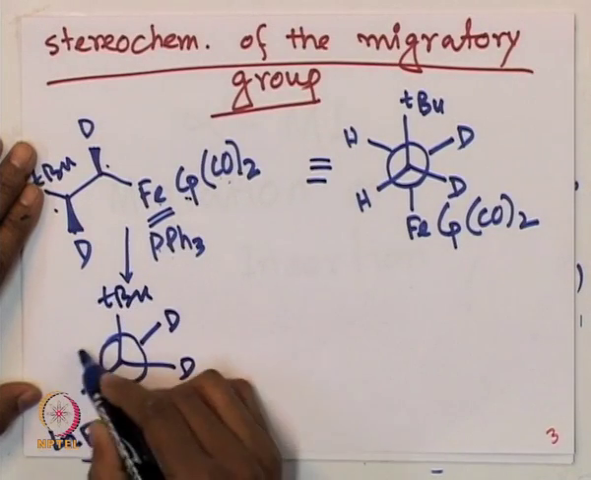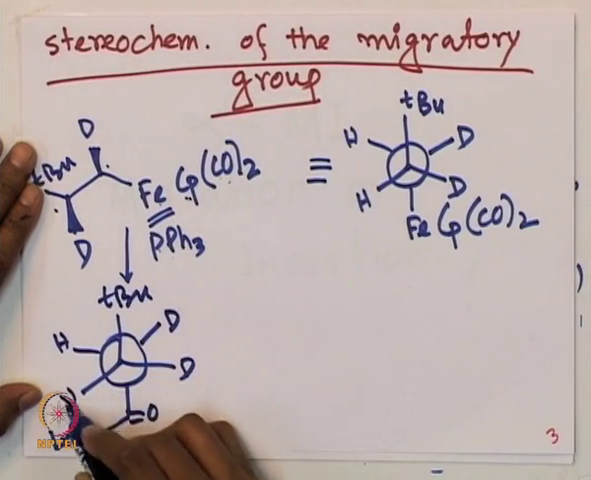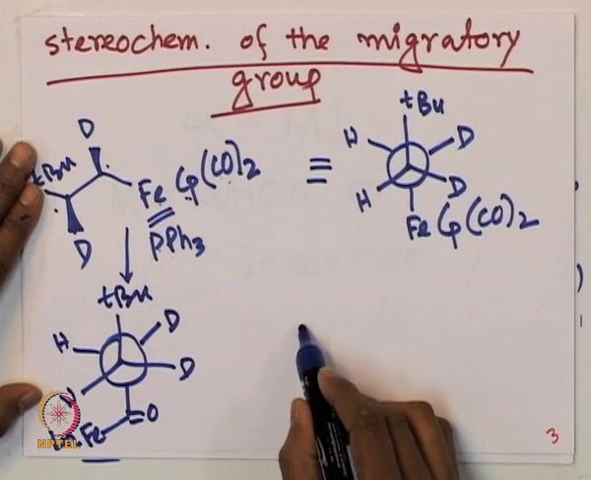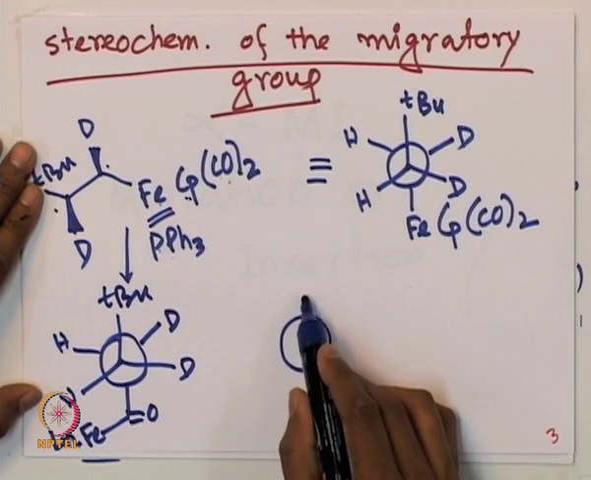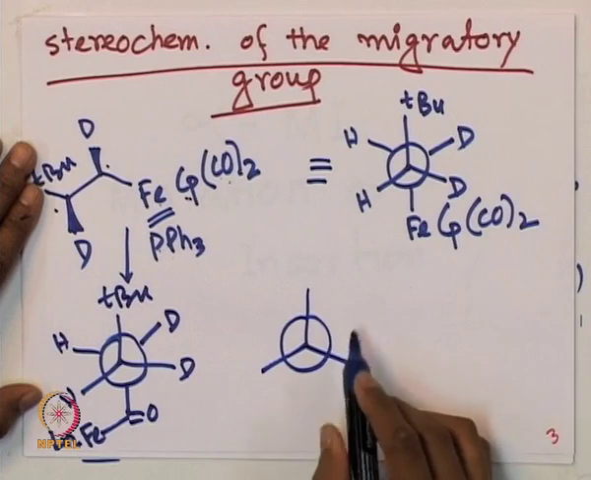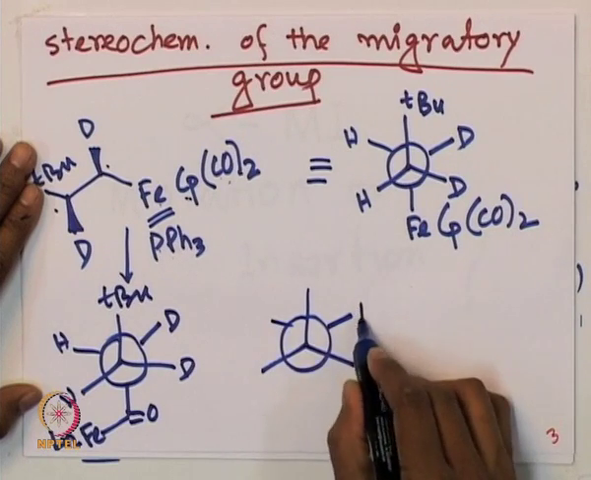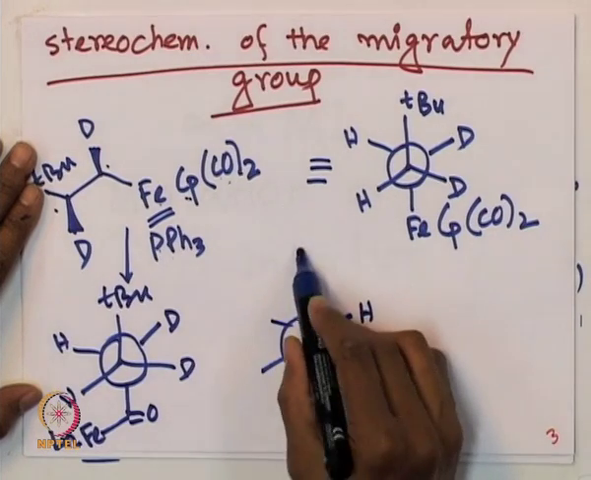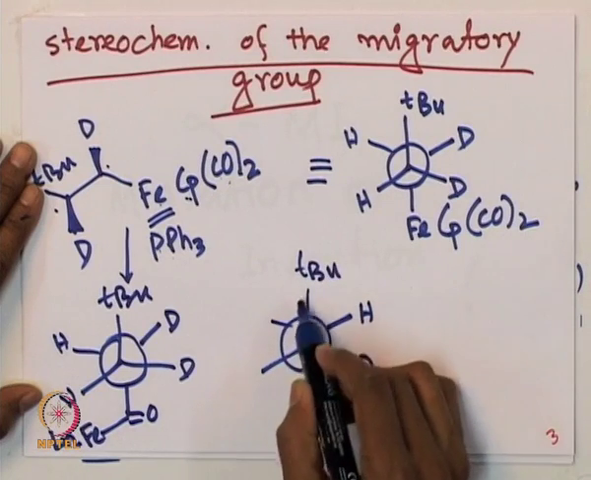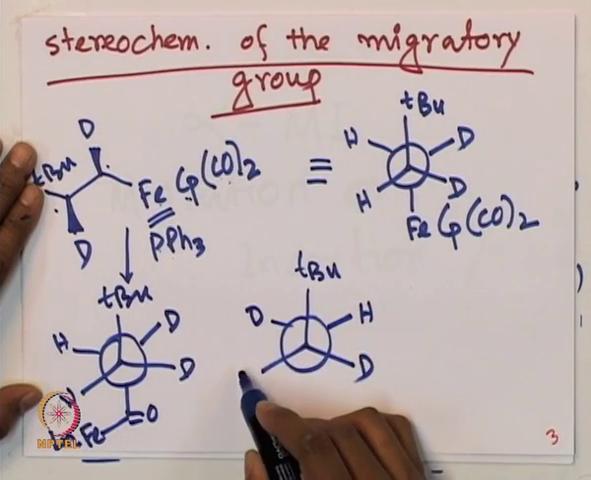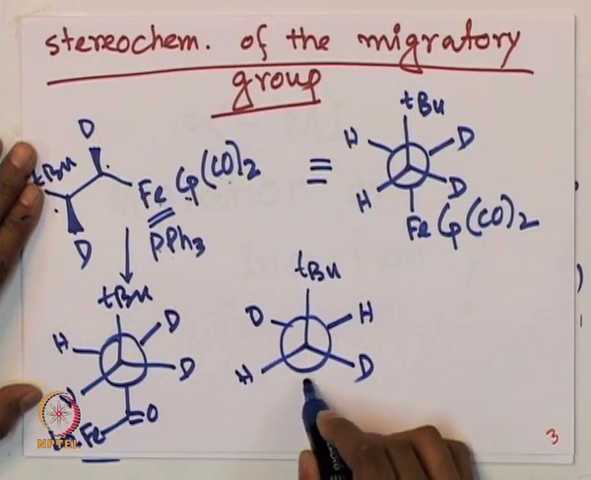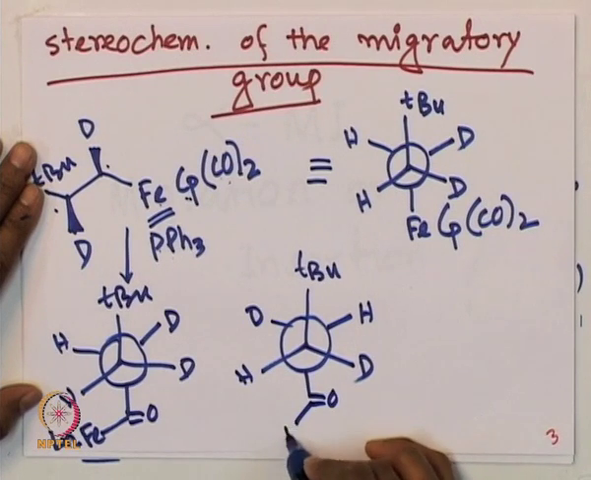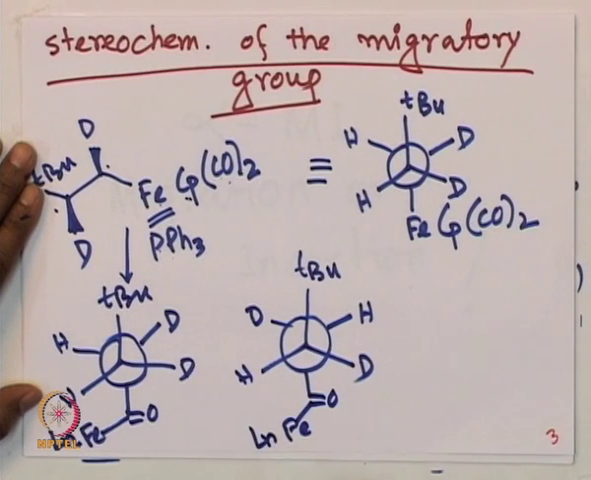This is one of them, and another one would be similar, but the stereochemistry will be different, as you can imagine. So, two possibilities are there: retention of configuration or inversion of configuration, right. In this case also we will put iron Ln.